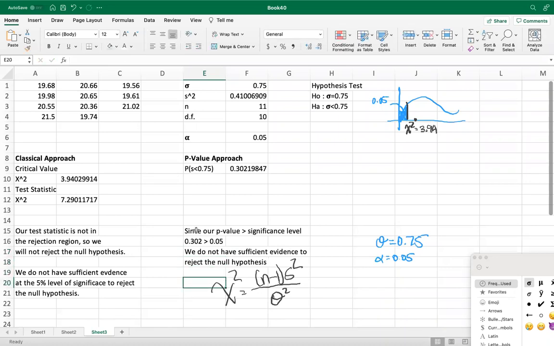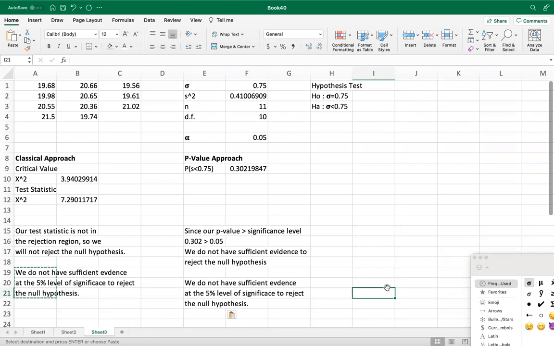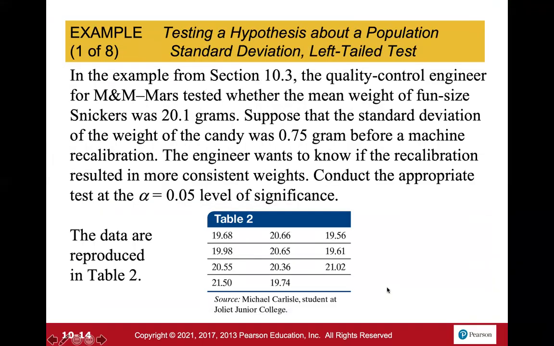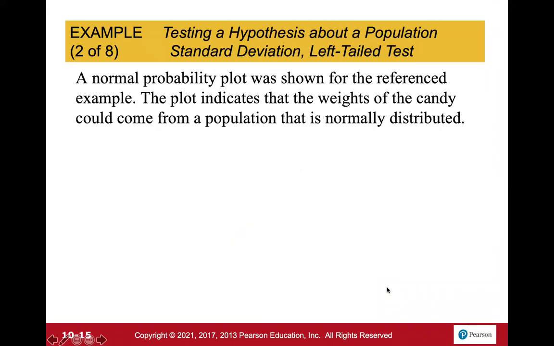And because we came to that same conclusion, we could just copy and paste this. And there we go. That concludes this problem. So we don't have enough evidence to reject anything. All right, let's see if we forgot anything.